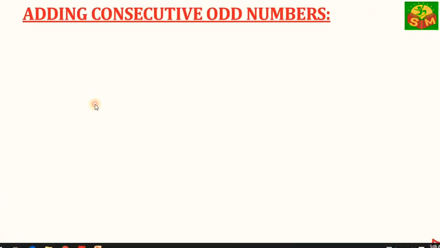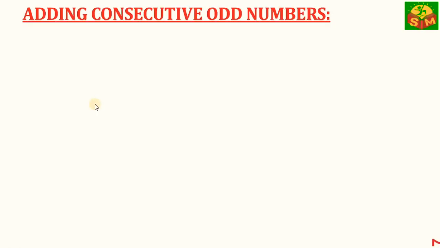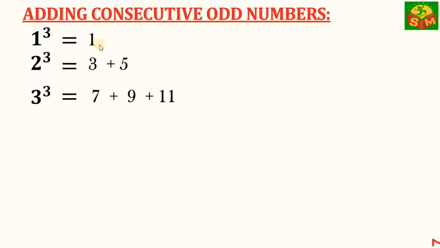Now we will see some interesting patterns they form. Just look at this pattern. 1 cubed is 1. Here there is only one odd number, that is 1. Now by adding 3 and 5 we will get 8. Here there are two odd numbers. Now we are adding the next three consecutive odd numbers, that is 7, 9 and 11. We will get 27, that is 3 cubed.